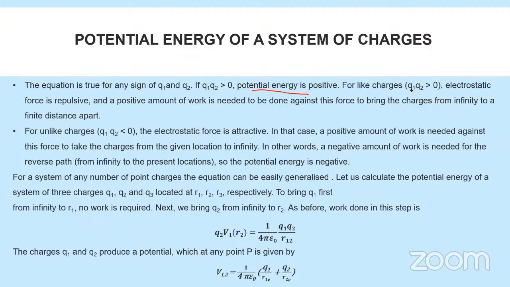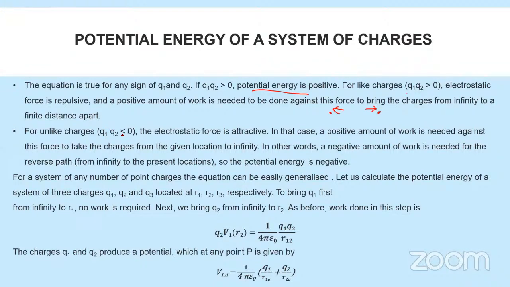So if your q1 q2, whether it's positive or negative, plus plus is going to be more than 0, minus minus is also going to be more than 0 when you take the product form. So if the electrostatic force present between the two charges is repulsive in nature, the work done in bringing the charges from infinity to this charge configuration is always going to be positive.